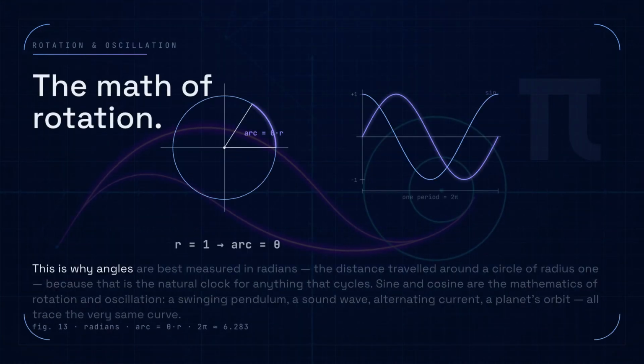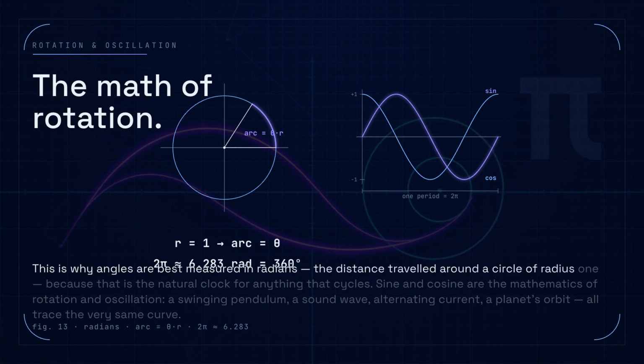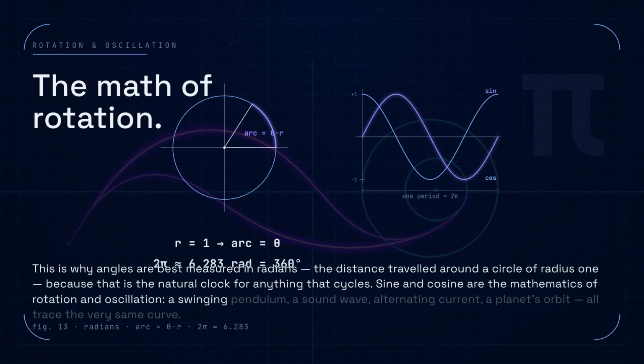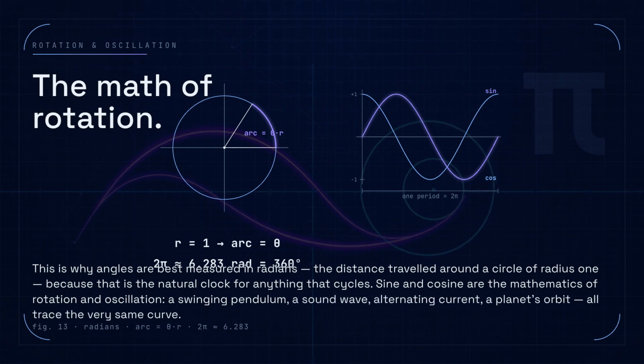This is why angles are best measured in radians, the distance traveled around a circle of radius 1, because that is the natural clock for anything that cycles. Sine and cosine are the mathematics of rotation and oscillation. A swinging pendulum, a sound wave, alternating current, a planet's orbit, all trace the very same curve.